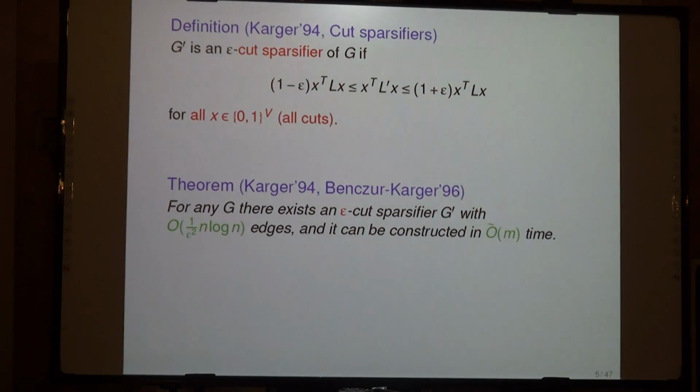Good, and it's known how to construct such cut sparsifiers in linear time in the size of the original graph. So you can compress a graph G with an arbitrarily large number of edges, up to n squared, of course, down to almost n log n.